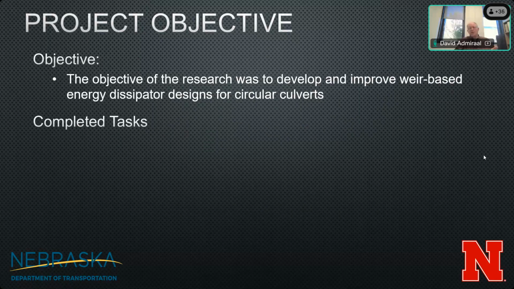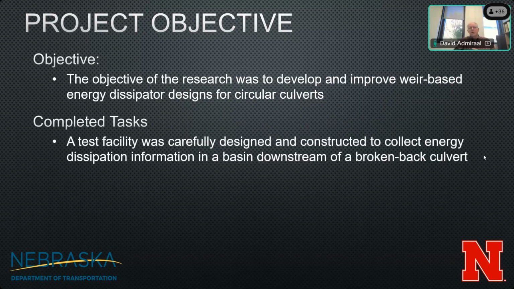The task that we completed as part of this project was, first of all, we designed and built a test facility, and we used that to collect energy dissipation information in a basin downstream of a broken back culvert. So these broken back culverts, wherever there's a stream crossing in a road, we'll put a culvert in, and sometimes the drop between the upstream side and the downstream side is fairly large, and then we'll put in a broken back culvert to help bring the water down to the lower level without causing excessive erosion. The problem is, of course, whenever you bring water down from a higher level to a lower level, it increases the energy of the flow. We need to reduce that energy.